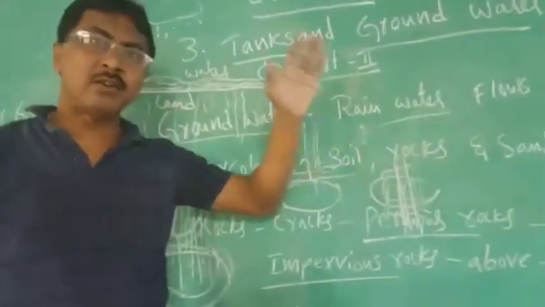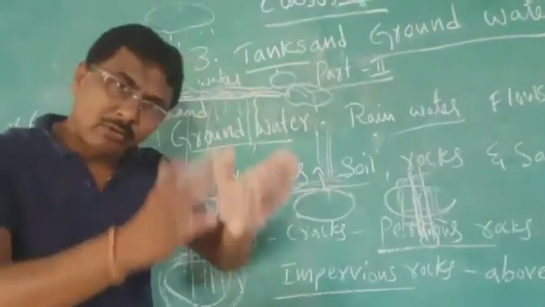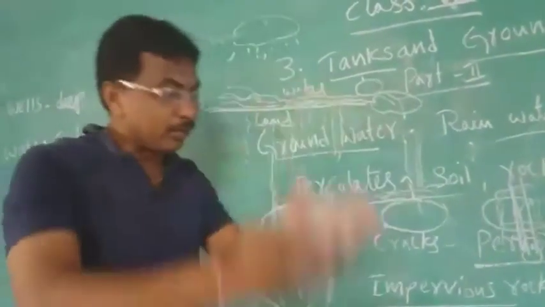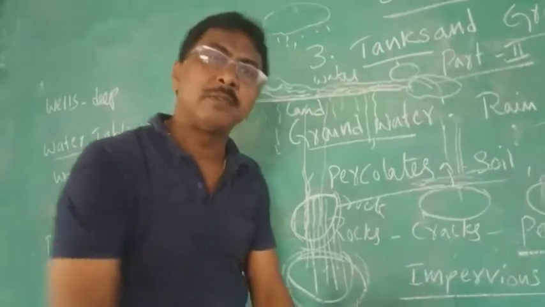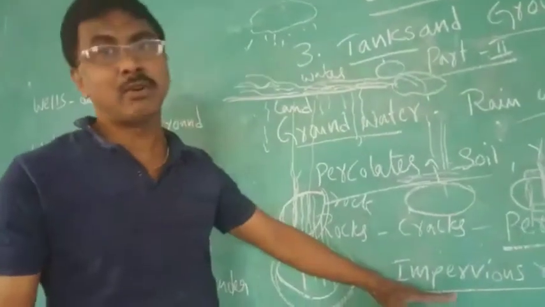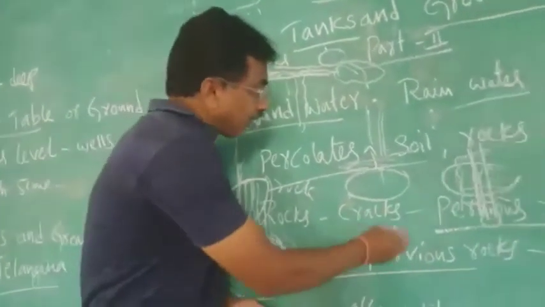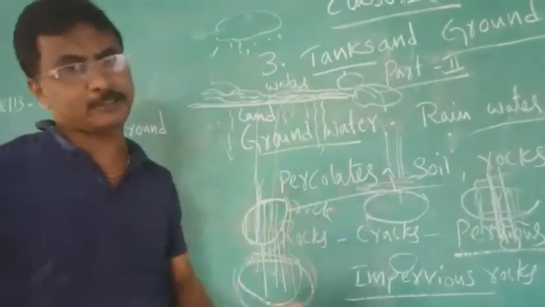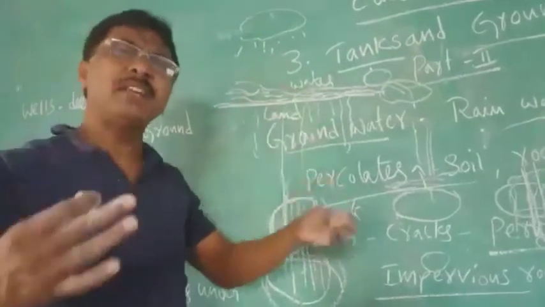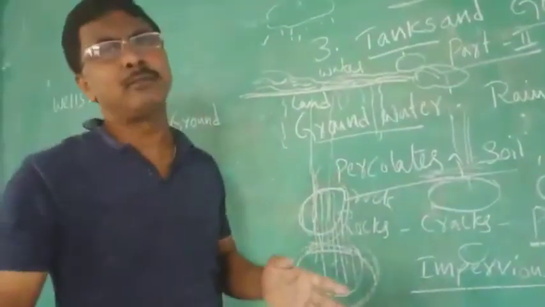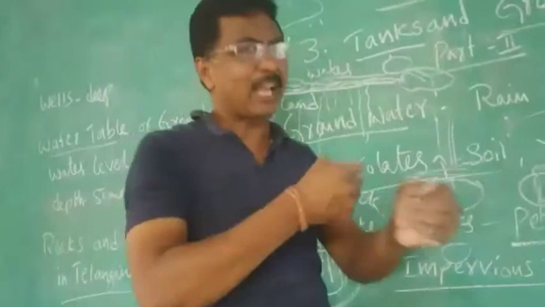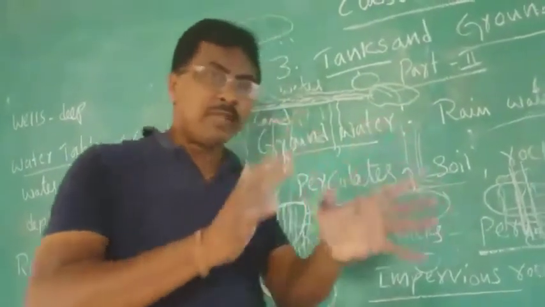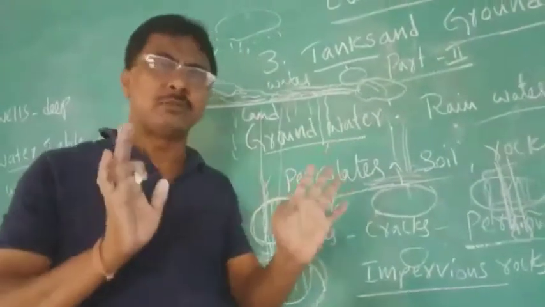Pervious rocks will have cracks, so the rainwater will go down through those rocks and settle. If you break the rock and go down, a lot of water will be there in the pervious rock. But in impervious rock, no. Even if you break the rock, the water will not go, because these rocks do not have any cracks. Some areas, maybe 10% of the rocks, will have some cracks, and only that much water will go down.